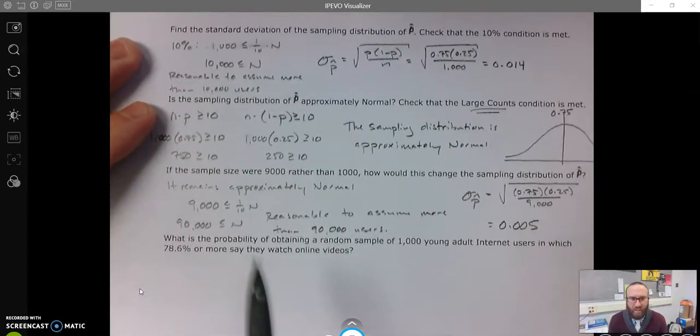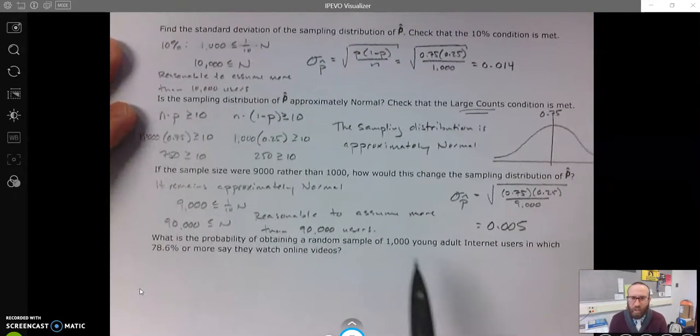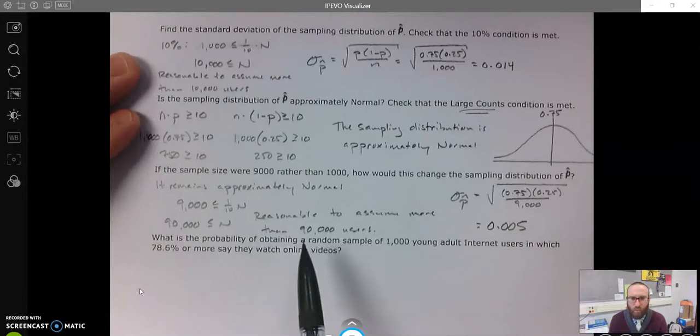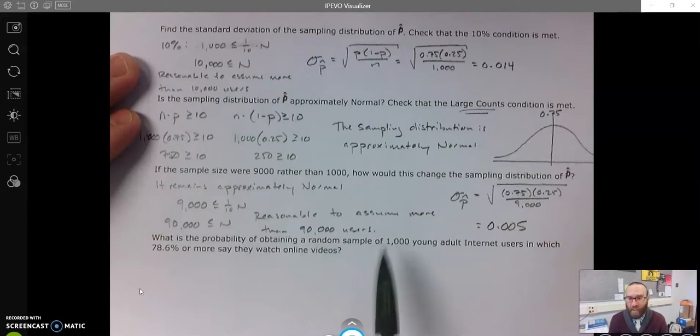But we're going back to our 1,000. So this is the big question here. What's the probability of obtaining a random sample of 1,000 young adult users in which 78.6 or more say that they watch online videos?